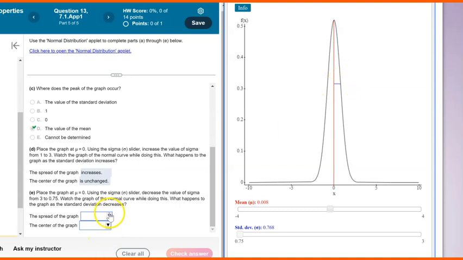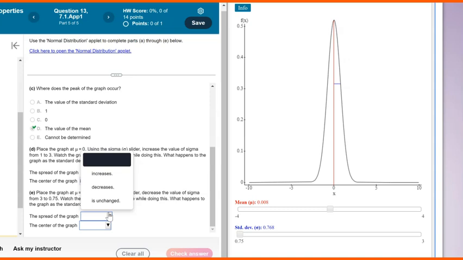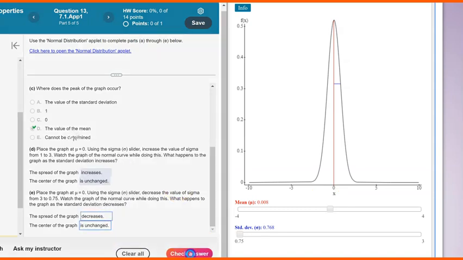Therefore, what happens when you decrease the standard deviation? The spread of the graph decreases. Again, the center of the graph does not change, it is unchanged. And check the answer.